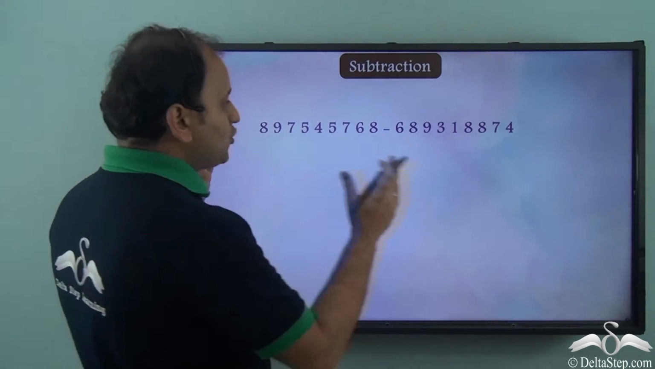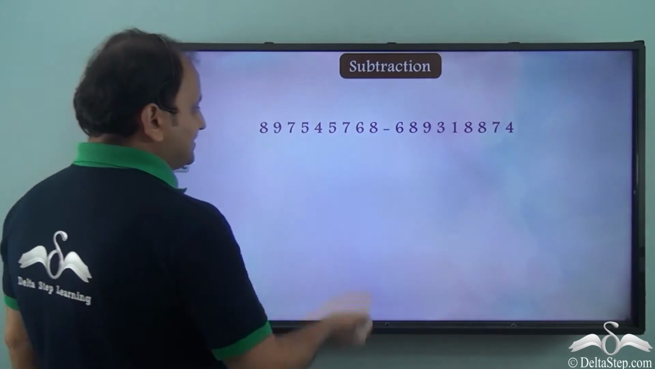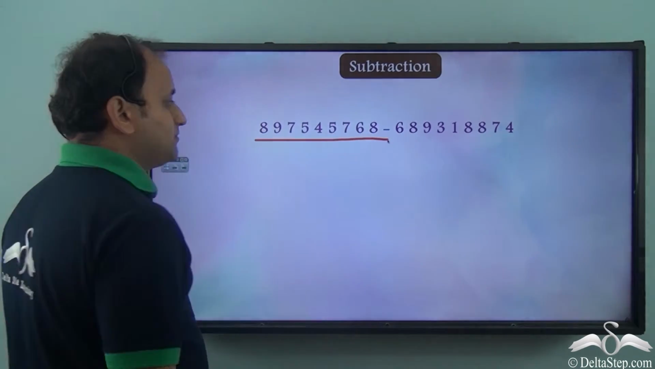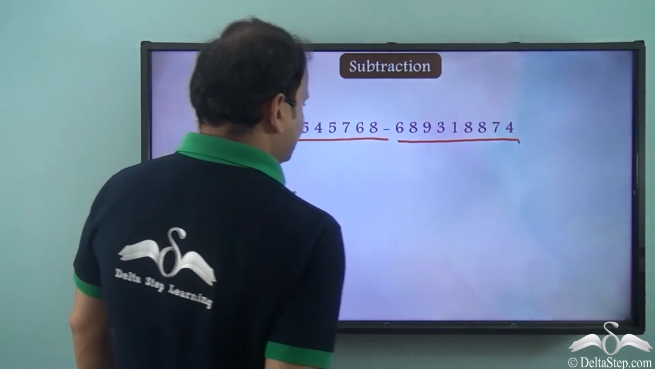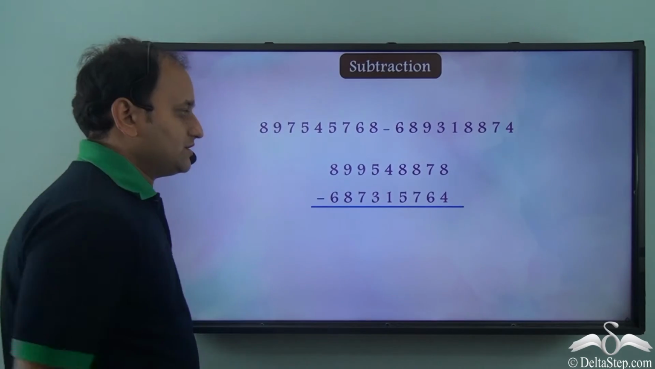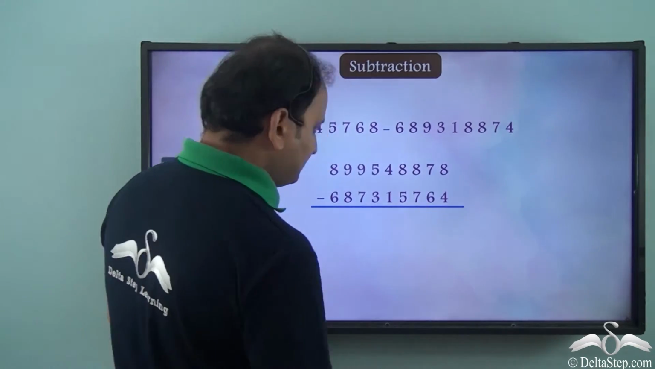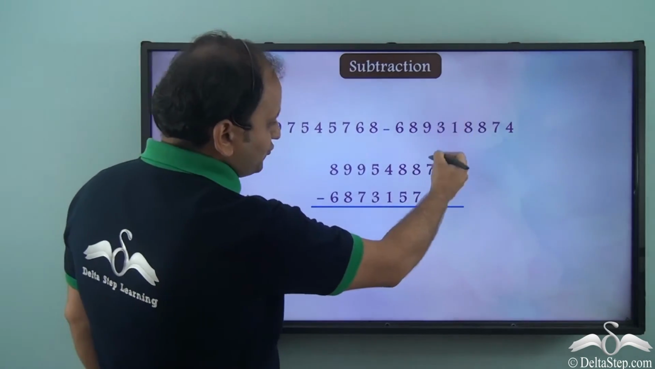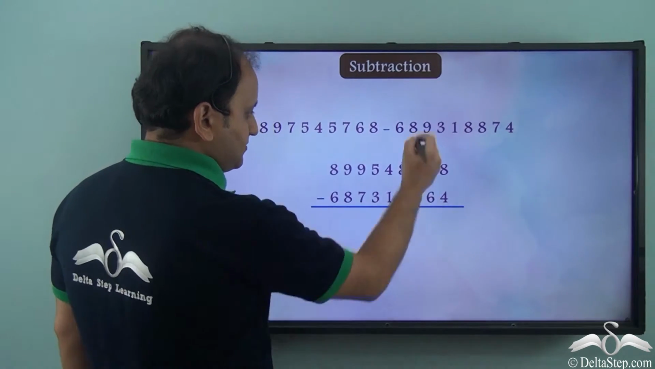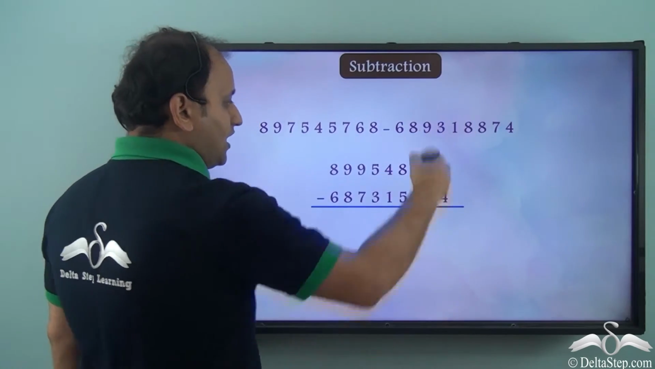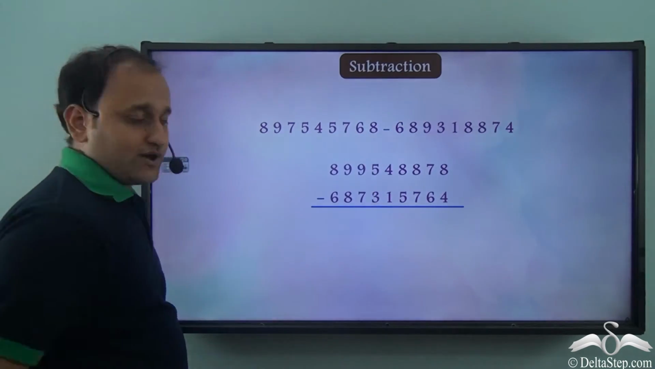So how do we go about it? First of all, this is the larger number. So this will be written first, and below this we will write this number. So this is how we'll place them, and as you know, units place digit will go under units place digit. Similarly, tens place digit will go under tens place digit, and so on.